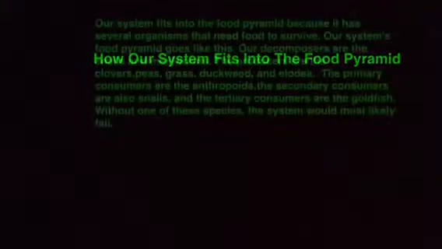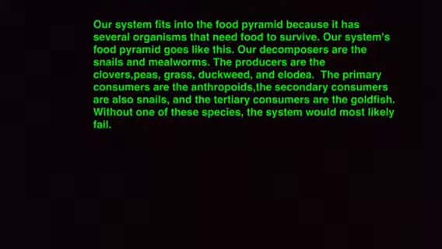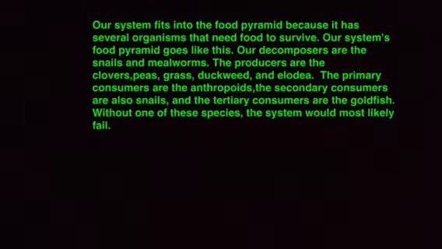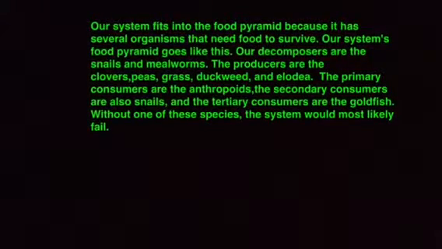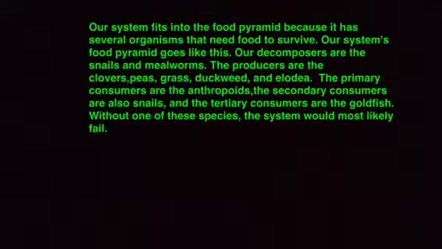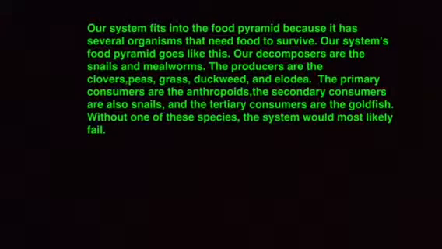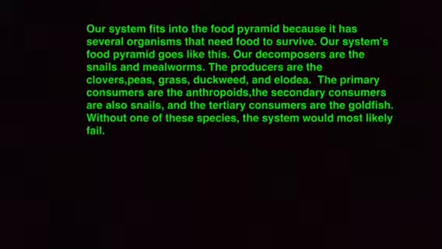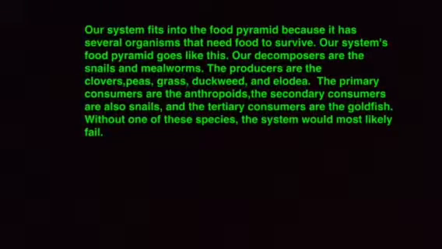Lastly, we'll talk about how our system fits into the food pyramid. Our system fits into the food pyramid because it has several organisms that need food to survive. Our system food pyramid goes like this. Our decomposers are the snails and mealworms. The producers are the clovers, peas, grass, duckweed, and elodea. The primary consumers are the arthropods. The secondary consumers are also snails, and the tertiary consumers are the goldfish. Without one of these species, the system would most likely fail.